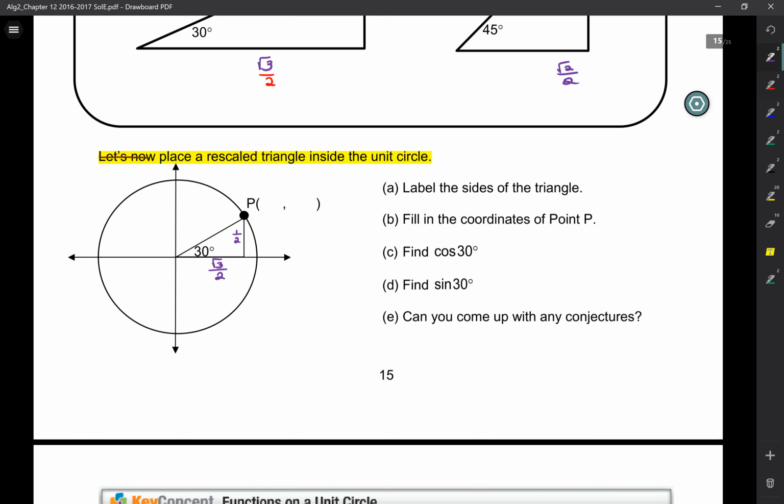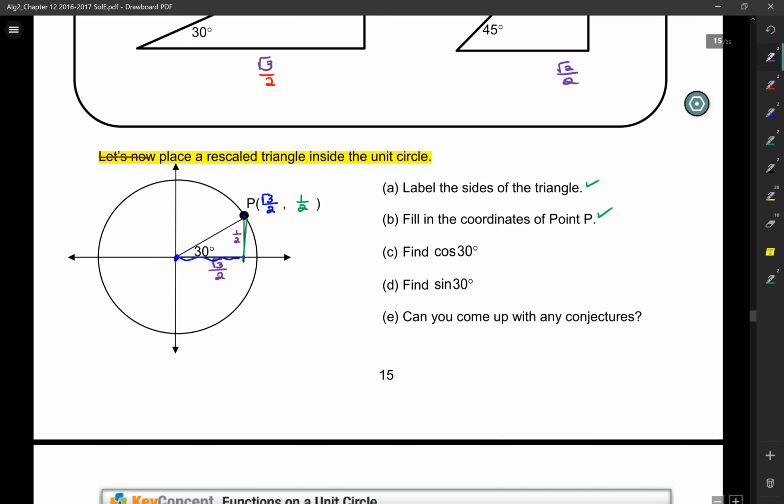Okay. So now, if I wanted to go from the origin to that point P, and I could only go horizontally and vertically, all right? How much would I be going horizontally? What's that distance that I'm going horizontally? Root 3 over 2. So that x value here is root 3 over 2. And how much would I need to go up? 1/2. So that's 1/2. Okay? We're good with this? Okay, so now we did labeling the sides of the triangle. We filled in the coordinates for point P.